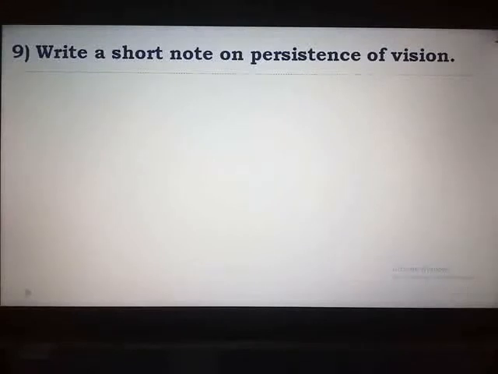Next, the last additional question is: write a short note on persistence of vision. The answer you will get on page number 91, second last paragraph. Page number 91, second last paragraph. You can see the heading persistence of vision.